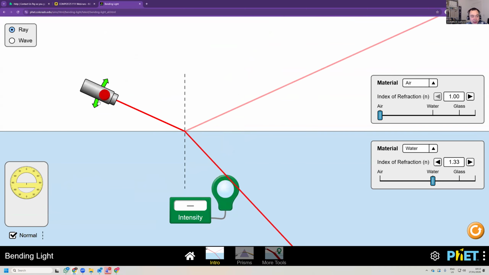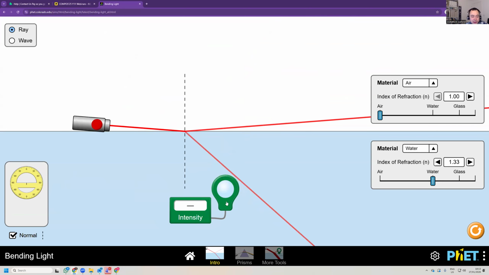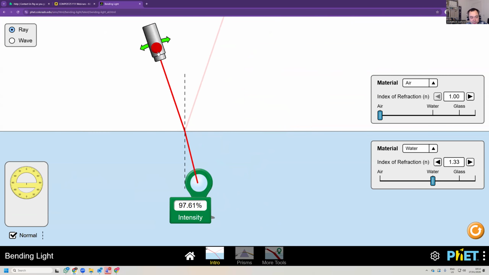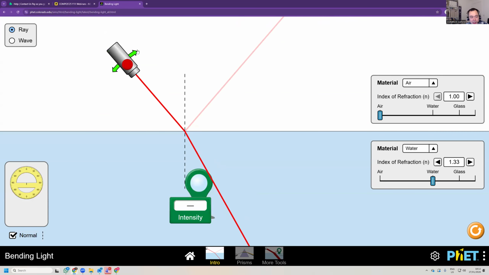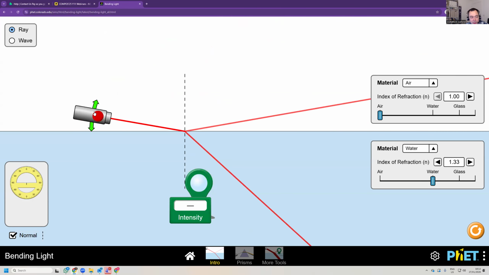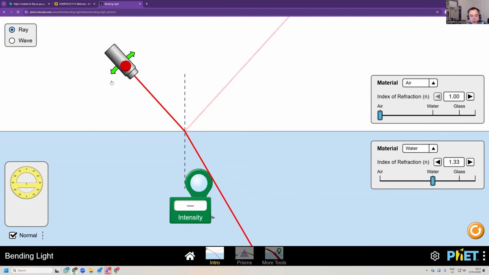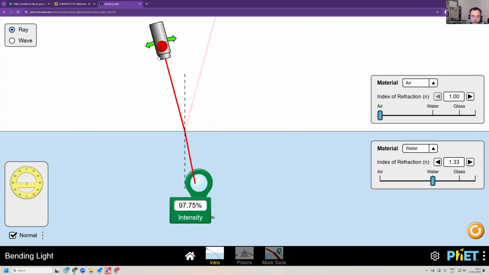Now, if you change the angle, you would see that this proportion changes. So 30% of the light is refracted and 70% is reflected. So depending on the angle. Okay. Now, when you go from air to water, you always have refraction.